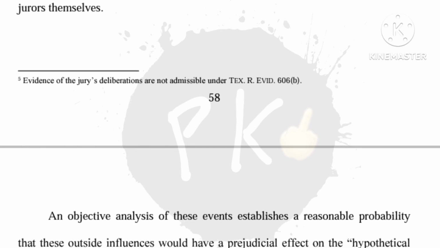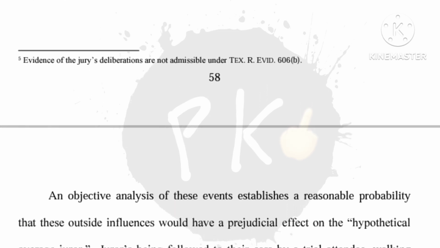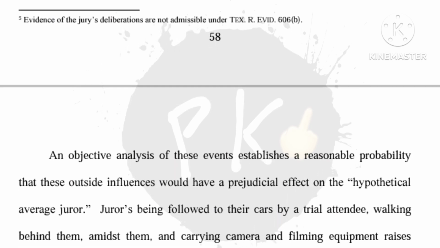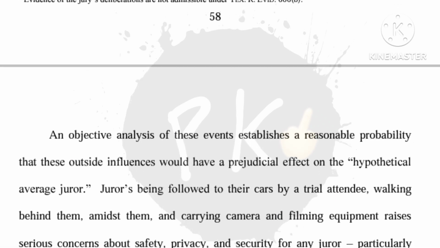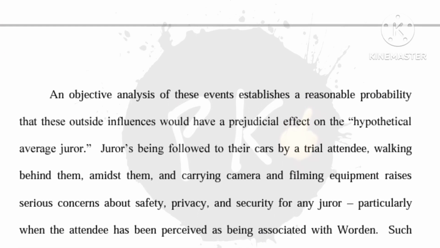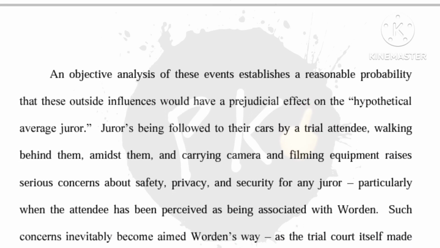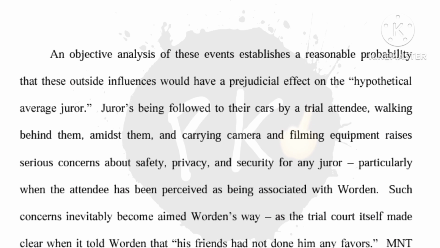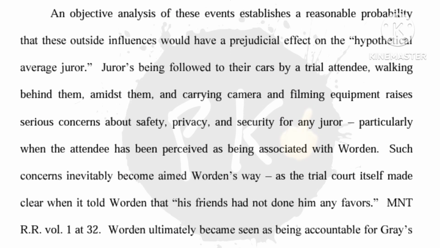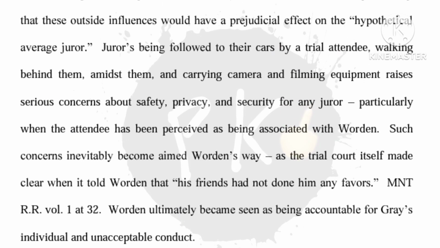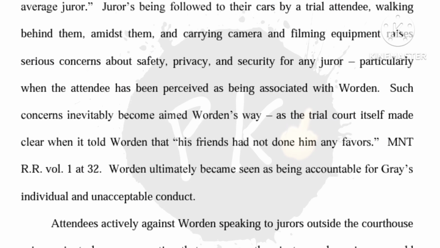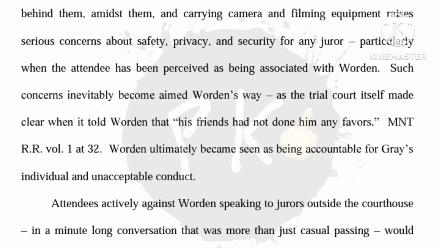An objective analysis of these events establishes a reasonable probability that these outside influences would have a prejudicial effect on the hypothetical average juror. Jurors being followed to their cars by a trial attendee, walking behind them, amidst them, and carrying cameras and filming equipment raises serious concerns about safety, privacy, and security for any juror, particularly when the attendee has been perceived as being associated with Worden. Such concerns inevitably become aimed Worden's way, as the trial court itself made clear when it told Worden that his friends had not done him any favours. Worden ultimately became seen as being accountable for Gray's individual and unacceptable conduct.